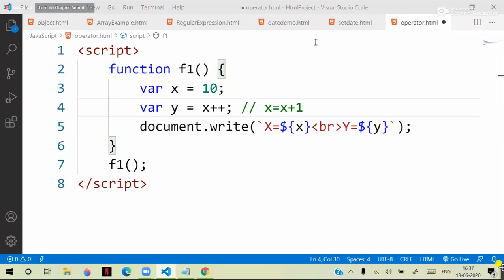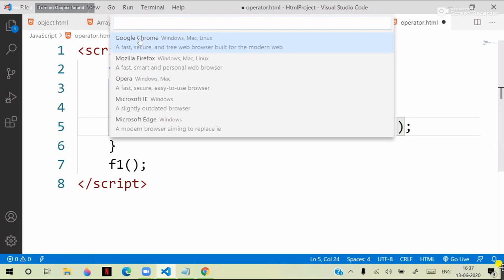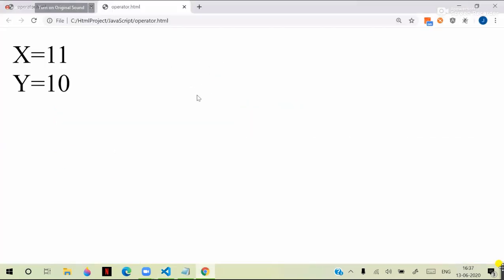But when you run this, people who know programming can see that the output is x is 11, y is 10. This is where many people face the problem. So x is 11, but y will be 10. That is where many people commit the mistake.